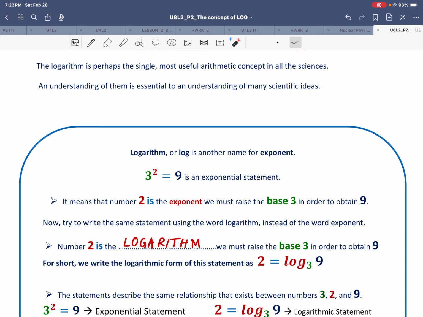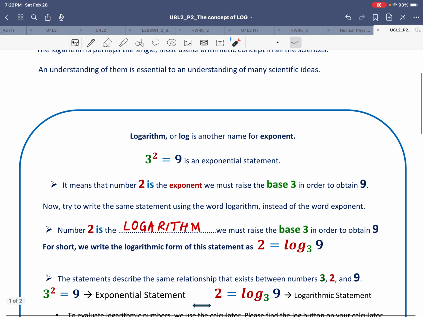So we're going to write number 2 is, well, in mathematics is means equals, the logarithm. So for short, we're going to write log. We must raise the base 3, so we're going to write number 3 at the bottom or at the base of the word log in order to obtain number 9. So number 9 will go inside the log.